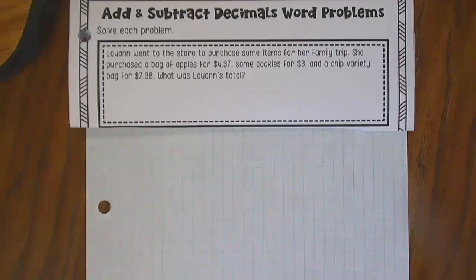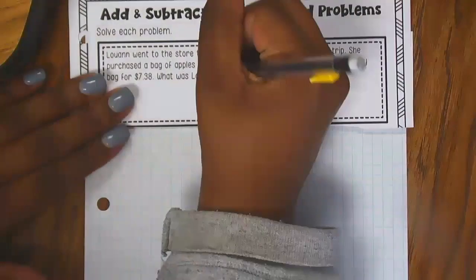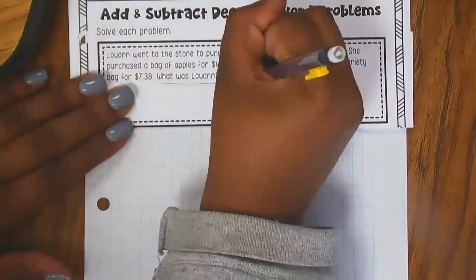Solve each problem. Okay, Luann went to the store to purchase some items for her family trip. She purchased a bag of apples for $4.37, some cookies for $3, and a chip variety bag for $7.38. What was Luann's total? Well, first we need to figure out what is some important information in this word problem and what are they asking us to answer. We want to know what is Luann's total.